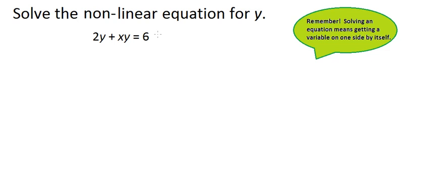So let's go ahead and look at this equation. We have 2y plus xy equals 6. Remember, always go back to this idea that solving an equation means getting a variable on one side by itself. So we need to get y by itself on one side. First, we're going to circle our y's. Now we have two y's this time. That is a problem because you can't get something by itself if there are two of them. There can only be one y.